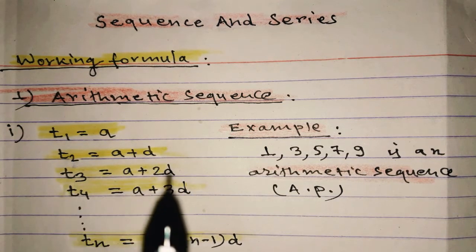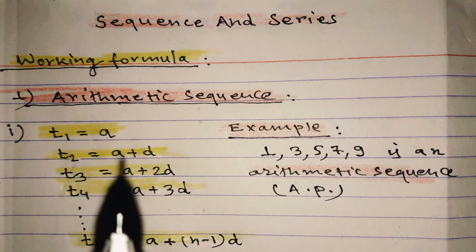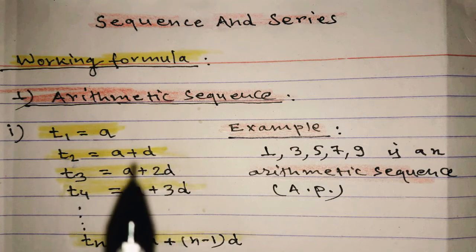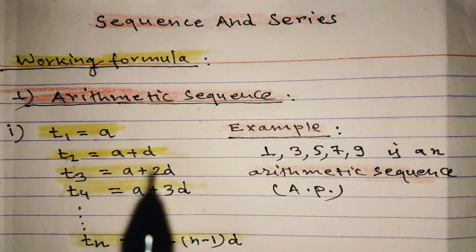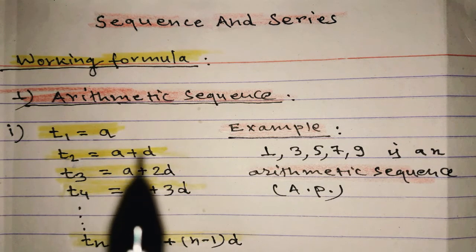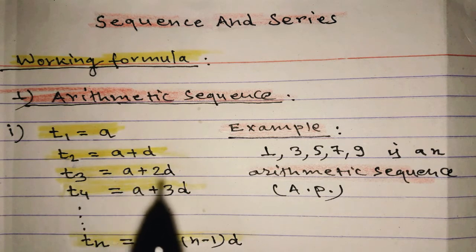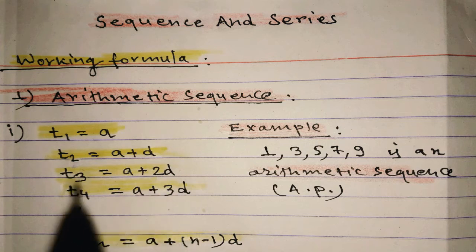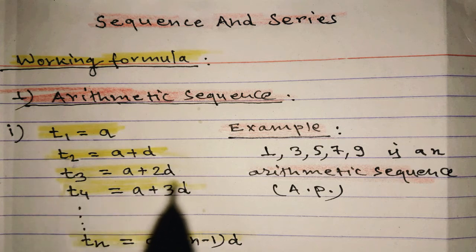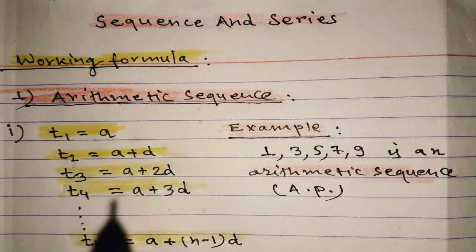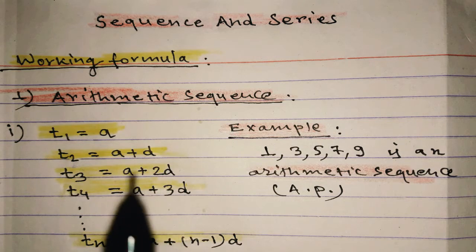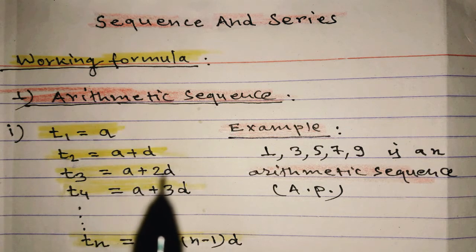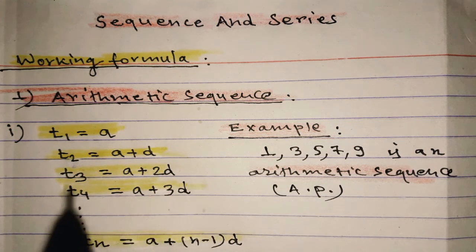T3 is equal to A plus 2D, that means if we add the common difference D to the second term, A plus D, then D plus D will be 2D. That means if we add common difference D to the second term, we get the third term, A plus 2D. So the third term of an arithmetic sequence is A plus 2D. T4, the fourth term, is equal to A plus 3D, because again if we add common difference D to the third term, then 2D plus D will be 3D. That means we get the fourth term.